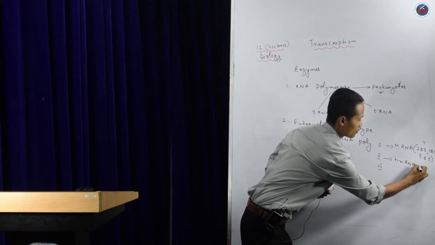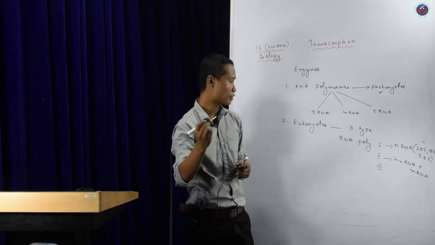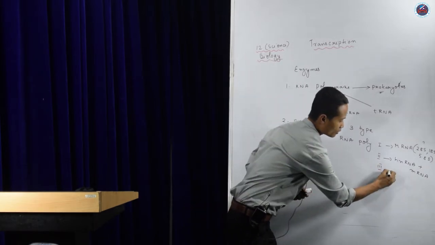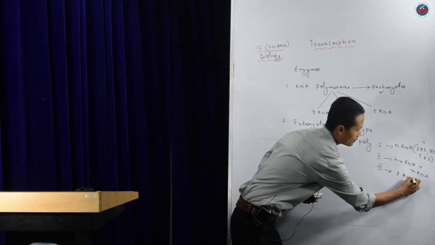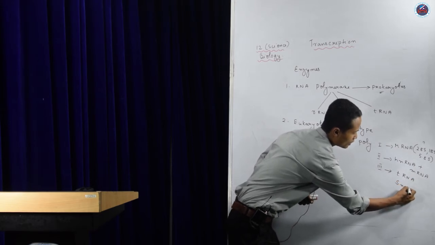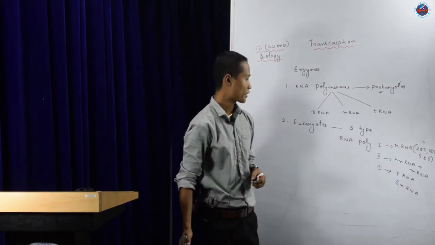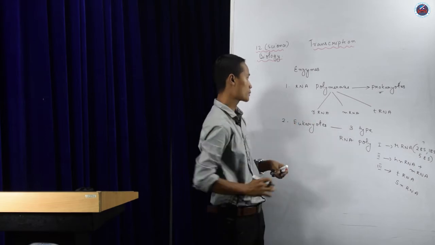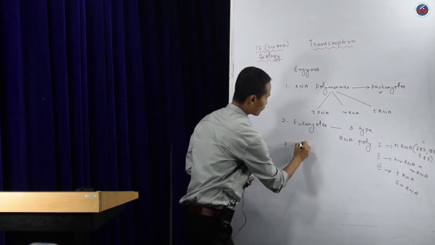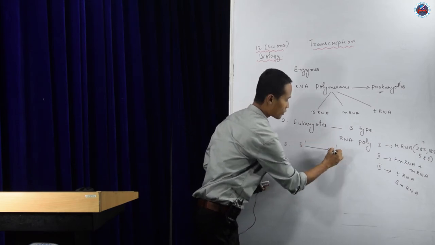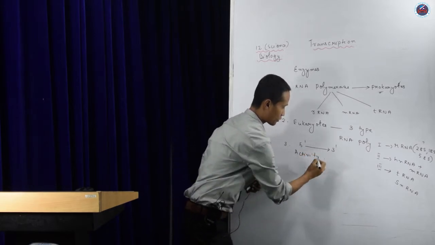Now RNA polymerase 2 gives hnRNA plus mRNA. What is hnRNA? hnRNA is heterogeneous nuclear RNA. The third type, RNA polymerase 3, gives tRNA and small nuclear RNA. These are the three different types of RNA polymerase found in eukaryotes. This enzyme is very important because its activity is always in the 5 prime to 3 prime direction.